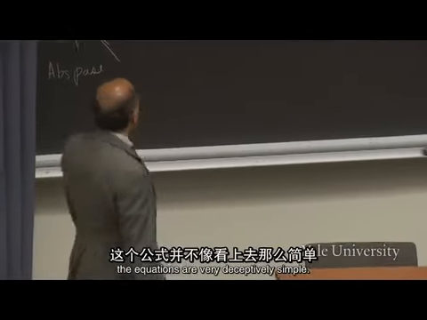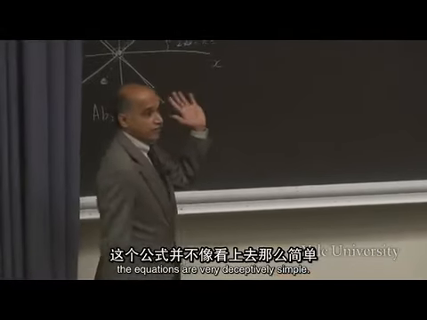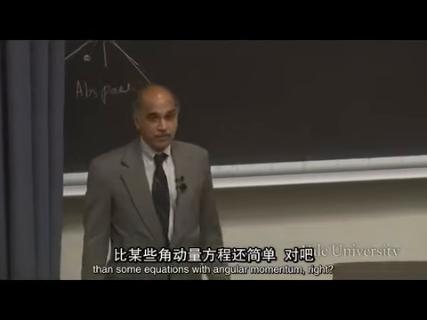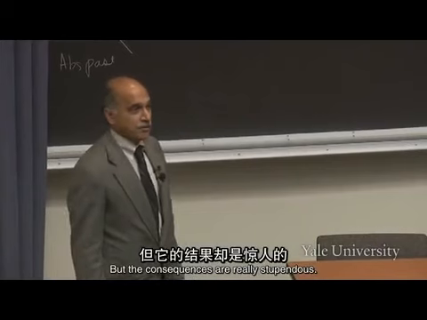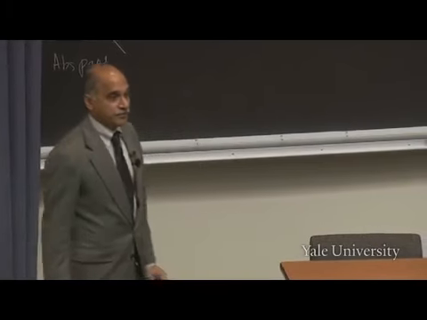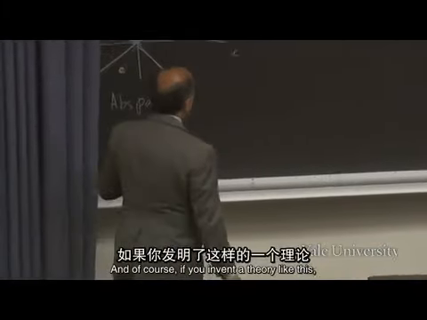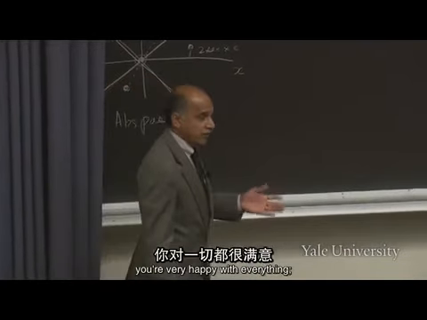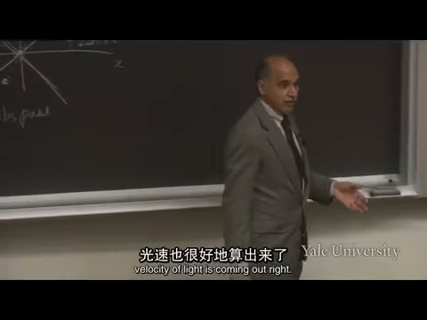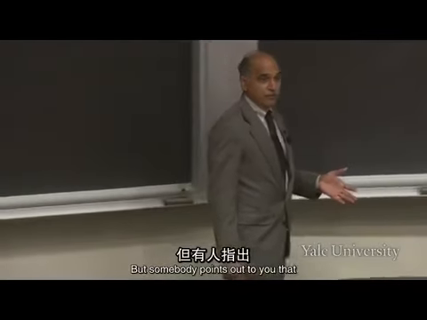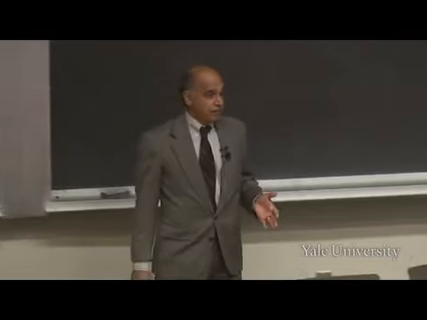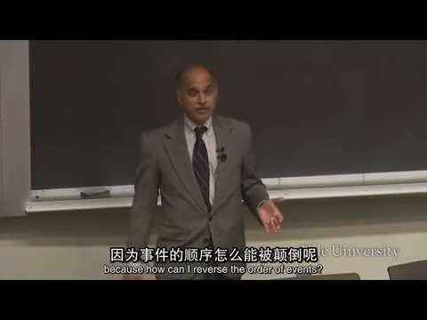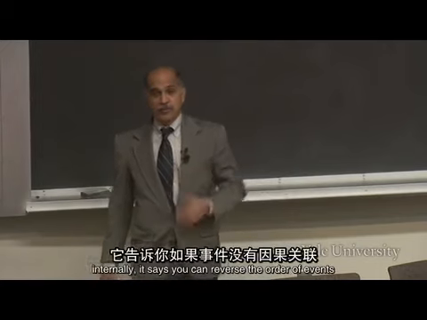So you can see that the equations are very deceptively simple. In fact, they're a lot easier looking than some equations with angular momentum, right? But the consequences are really stupendous. They all follow from that equation. And of course, if you invent a theory like this, you've got to make sure there are no contradictions, right? Suppose you find a theory, you're very happy with everything, the velocity of light's coming out right, then somebody points out to you that the order of events can be reversed. Then you'd be in a panic, because how can I reverse the order of events? Then the theory is so beautiful internally.